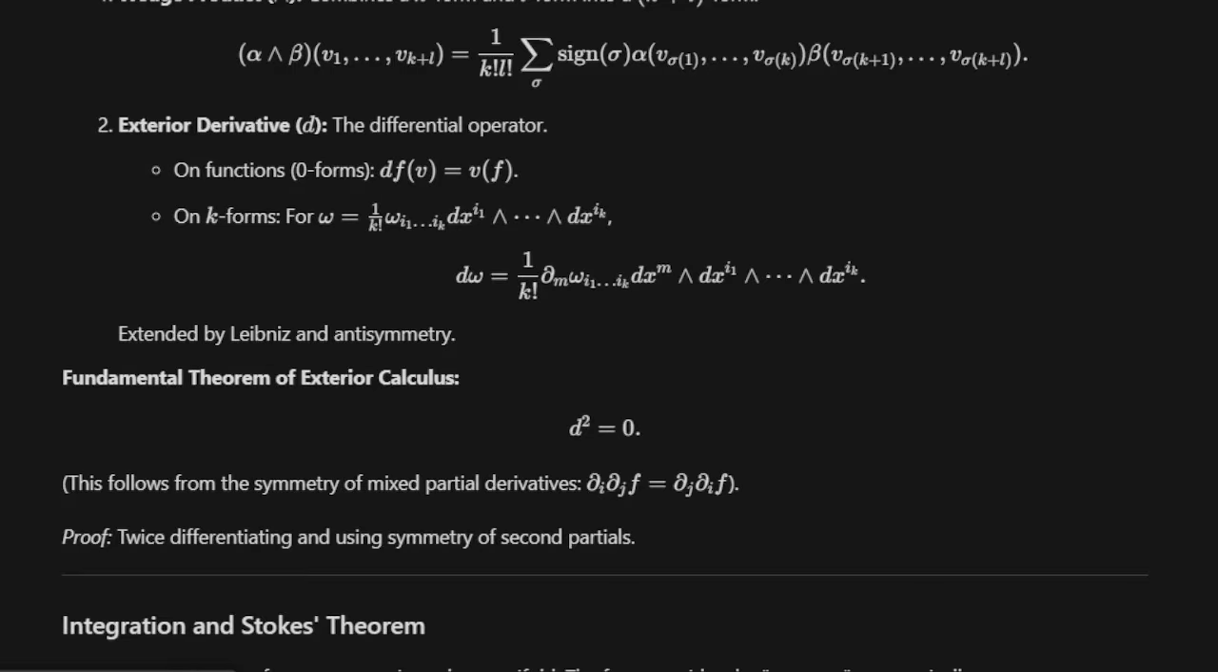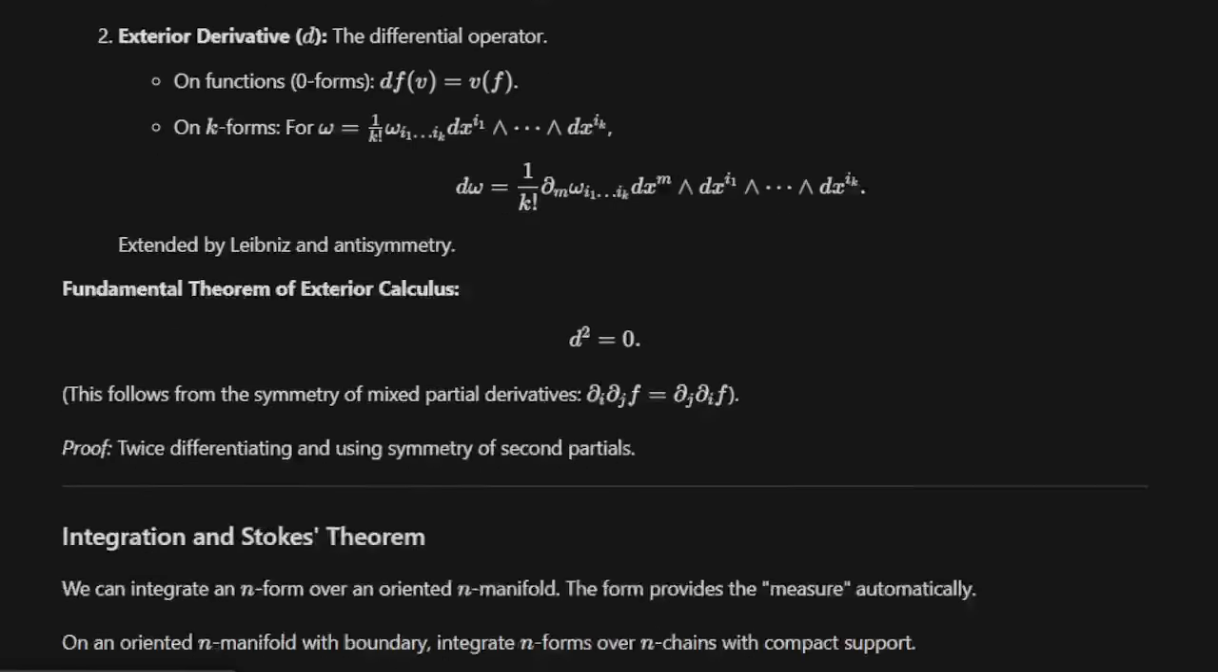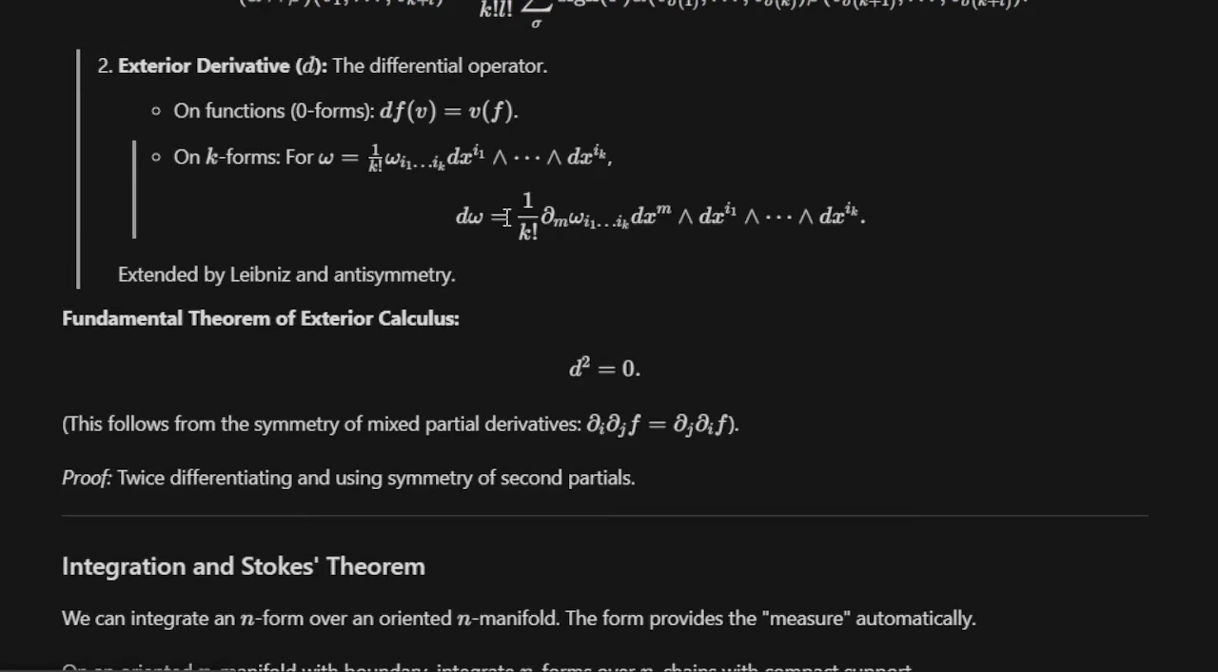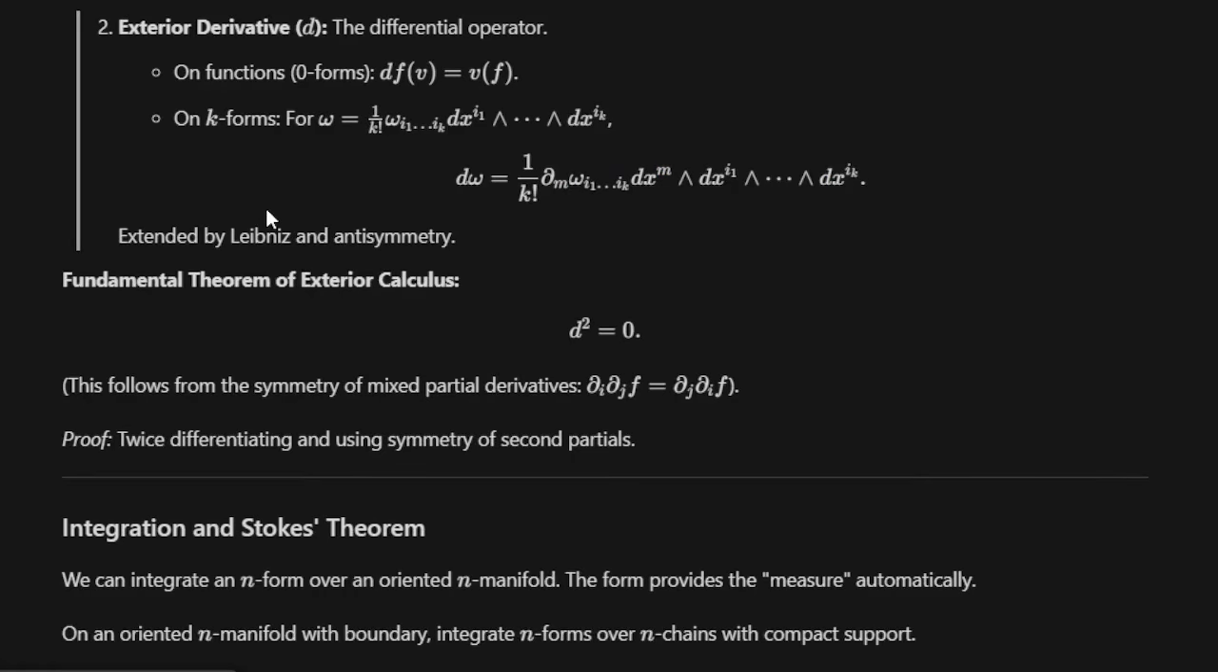So you can see this recursive relation here in the definition, which is really interesting because this allows us to unify the gradient, the curl, and the divergence into a master equation. And I'll show that in a second. But on K forms in general, so for some K or some n, this is the formula that we would get if we wanted to apply an exterior derivative on a K form. And this would be extended by Leibniz and antisymmetry.